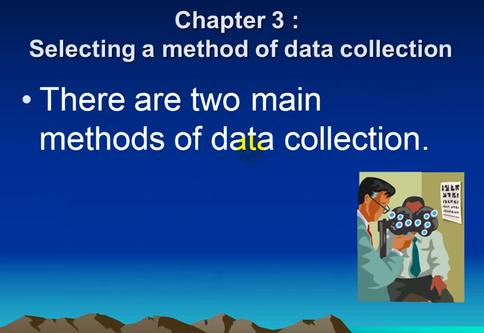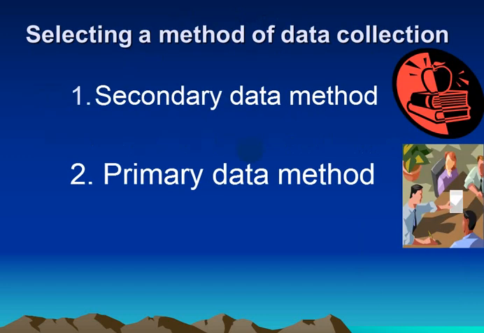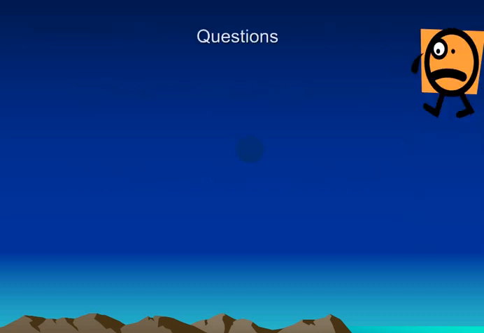So, how many methods of data collection are there, everyone? Now you can see there are two main methods of data collection. The first one is secondary data method, and the second one is primary data method. All right, so how many of you know what secondary data method is, as well as primary data method is? Okay, so go one by one.